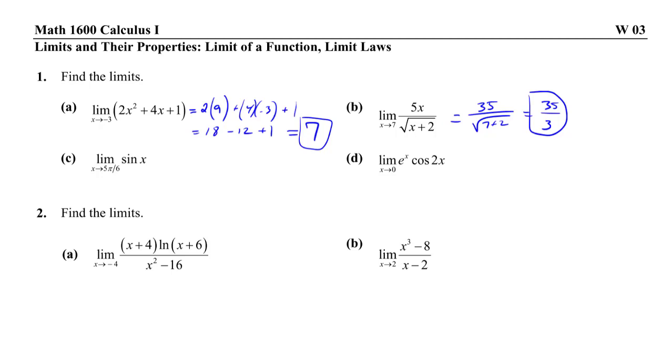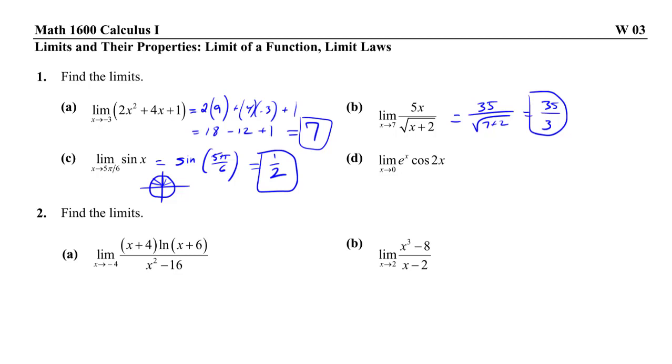In C here, limit as x approaches 5 pi over 6 of sine x. Well, that would just be sine 5 pi over 6. And so if I were to think about my unit circle, I'll just draw one quickly here. All right, so there's 1 pi over 6, 2 pi over 6, 3, 4, 5 pi over 6. And so that would be radical 3 over 2 back and 1/2 up, so that's 1/2.